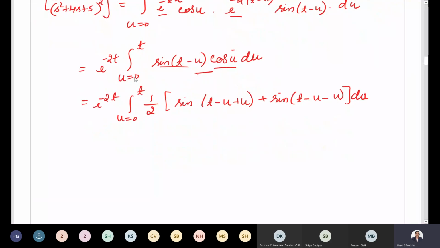Now to simplify this, on simplification we get e power minus 2t divided by 2, integral u equal to 0 to t. What happens here? Plus u and minus u get cancelled, so what remains is sin t. Plus, in the second term, sin of t minus u minus u becomes sin of t minus 2u, into du. So this is the term which will remain.